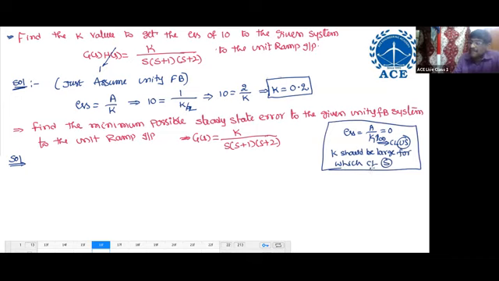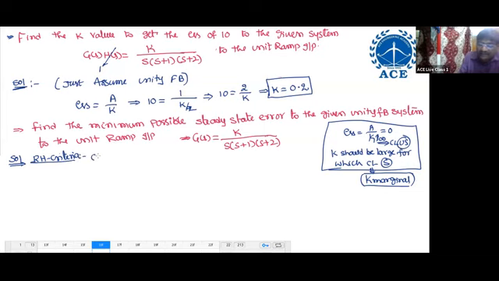That is called K marginal value. That means the K value for marginal stability. How to find it? Means RH criteria. It will come. The next topic is RH criteria only. Next chapter it will come.